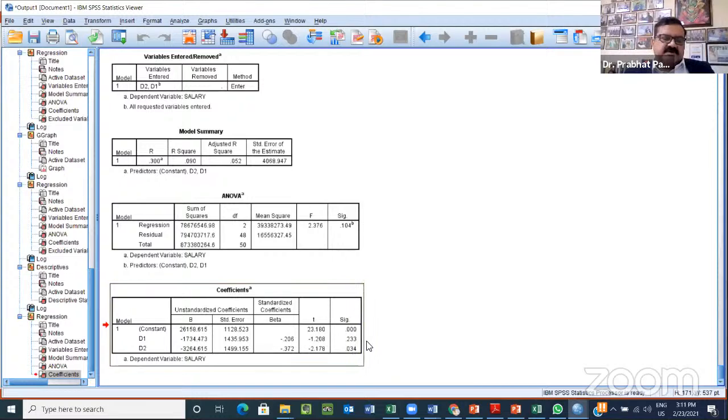And the other way around for the South, because the p-value is less.